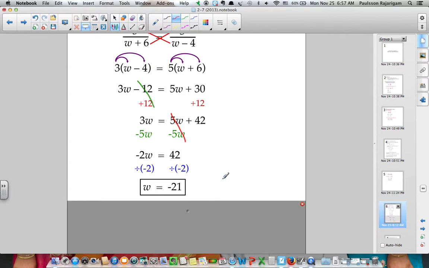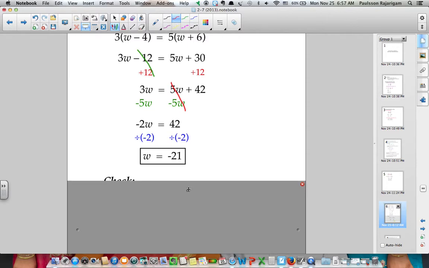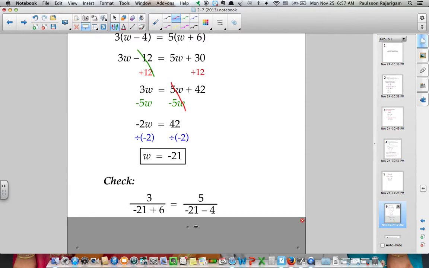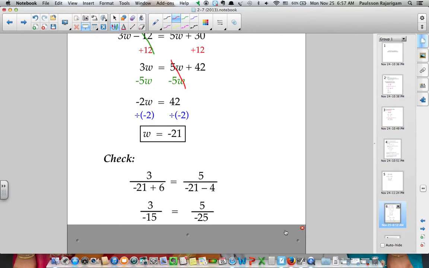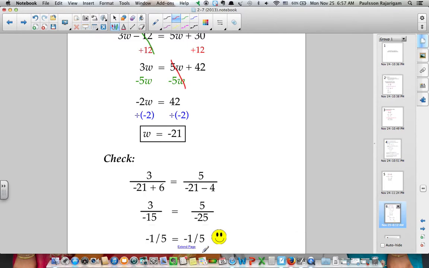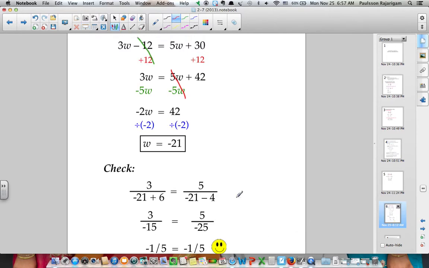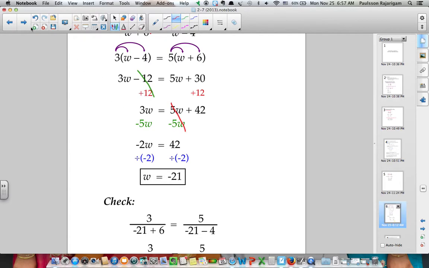And one final step, which is to check it. So instead of w, I'm going to use negative 21. So 3 over negative 21 plus 6 is negative 15. And 5 over negative 21 minus 4, the denominator is going to be negative 25. Okay, simplify, and you get negative 1/5 equals negative 1/5, and therefore our solution is correct.